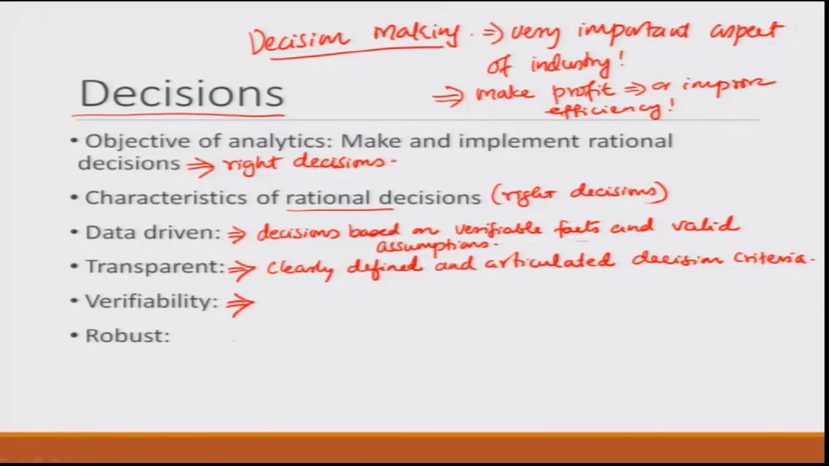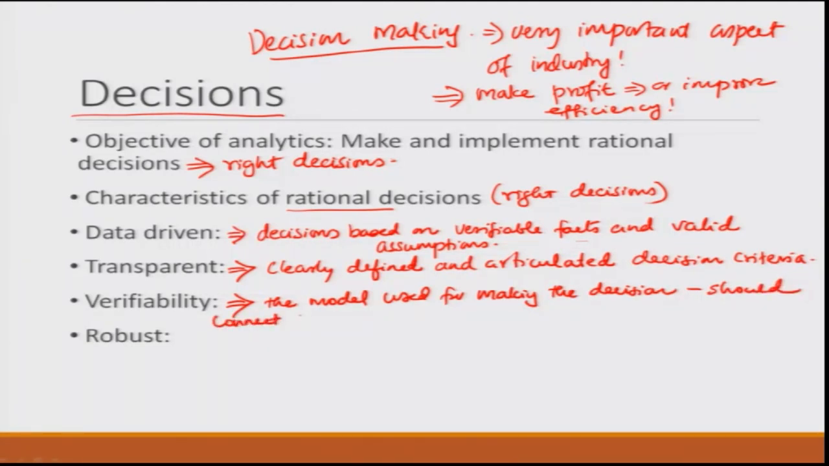And once that is done, you should also have what you call verifiability. That means the model used in making the decision, the rational decision, should connect the options to the decision criteria.